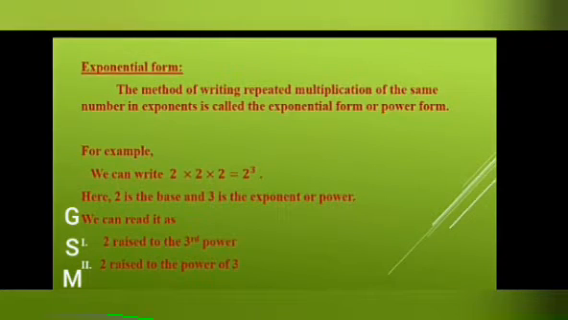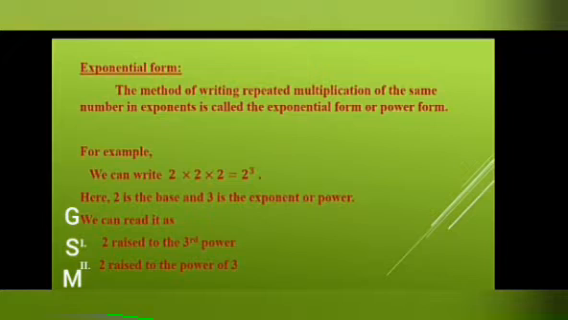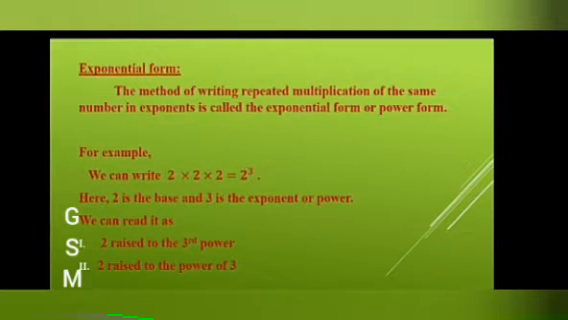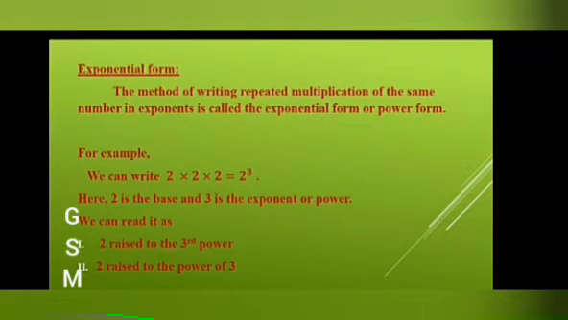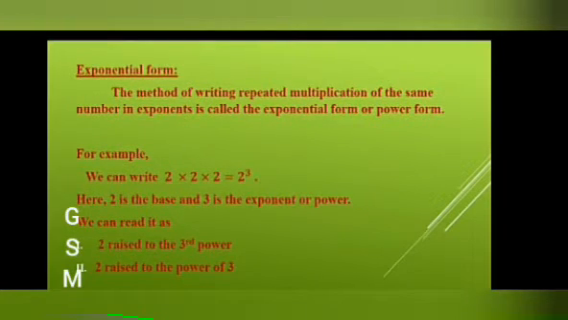Exponential form. The method of writing repeated multiplication of the same number using exponents is called the exponential form or power form. For example, we can write 2 into 2 into 2 equal to 2 to the power 3. Here 2 is the base and 3 is the exponent or power. We can read it as 2 raised to the third power, or 2 raised to the power of 3.